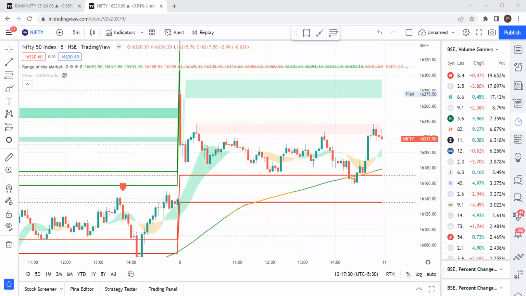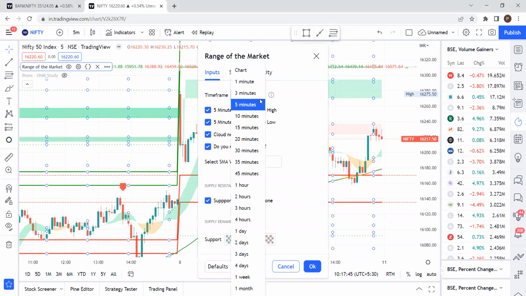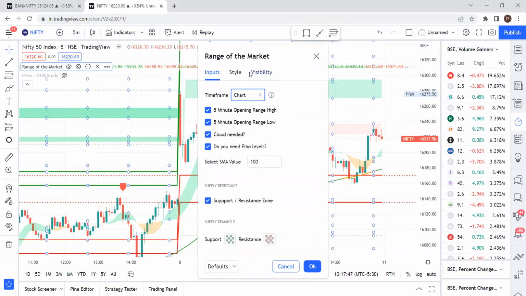When I gave access to everyone, you should get an indicator called range of the market. When you get it, go to settings and change this 5 minutes to chart. This is the first setting that you need to do, and when you do that, the values will be intact and your studies will be very good.